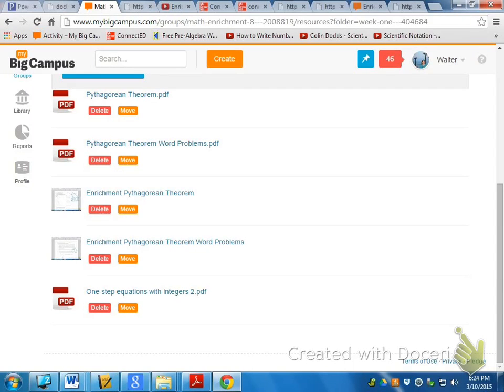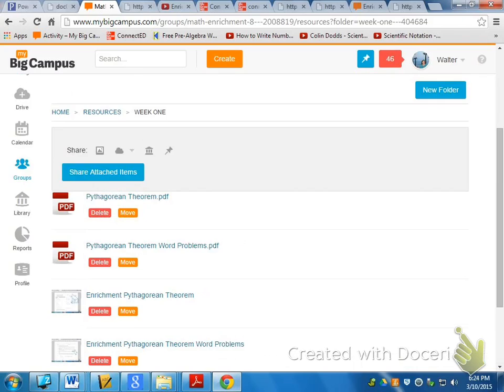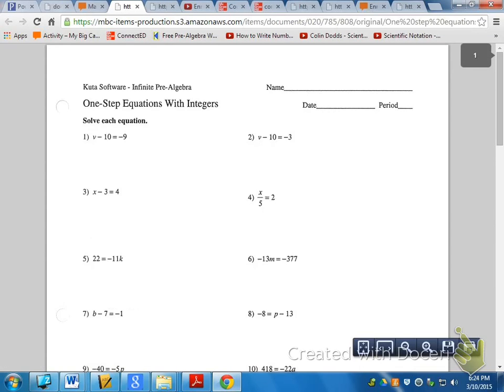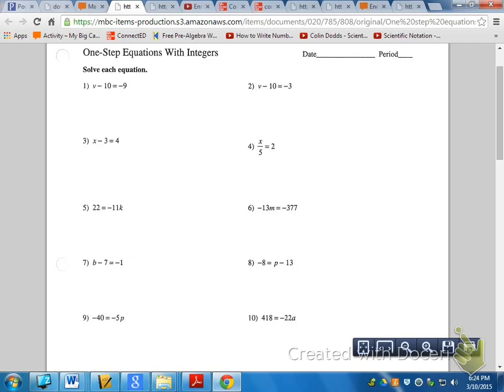Today we are on day 3 of math enrichment, and we are going to get into our week 1 folder, and at the bottom we should see one-step equations with integers. This is something I know you've done a long time ago, but it's great to review things like this in case you mess up on signs. After spring break, we are definitely going to hit multi-step equations, and I figure we need to start at the beginning. So today we're just going to look at one step and what you do with signs.